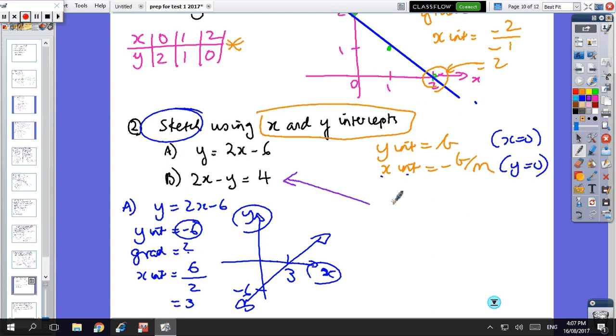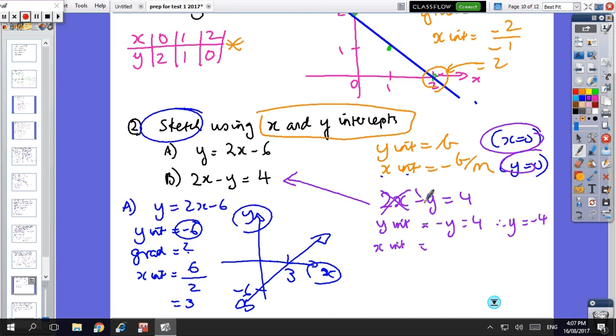Okay, now the next one. I'll use this technique. So we've got 2x minus y equals 4. If we're finding the y-intercept, you cross out the x, so minus y equals 4, so just change the signs. If I'm finding the x-intercept, I cross out the y, so I've got 2x equals 4, so x equals 2. So there's minus 4 on the y-axis, there's 2 on the x-axis, and then just join them up. Okay, let's move on.